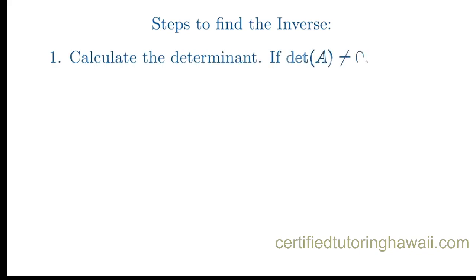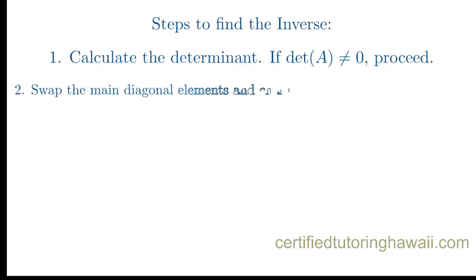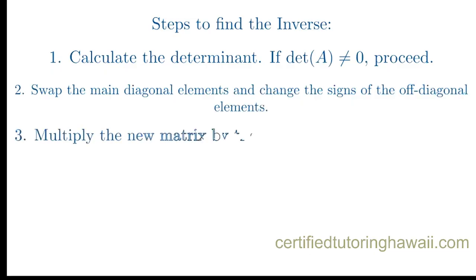So, to find the inverse, we follow these steps. First, calculate the determinant. If it's not 0, proceed. Second, swap the main diagonal elements and change the signs of the off diagonal elements. Third, multiply the new matrix by the reciprocal of the determinant.